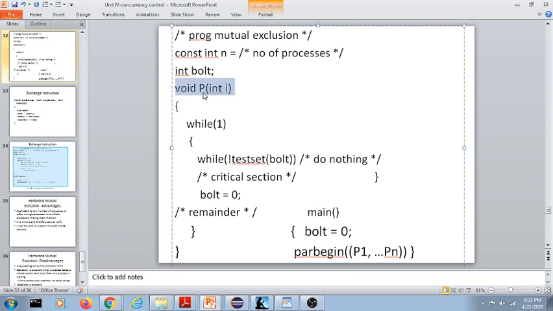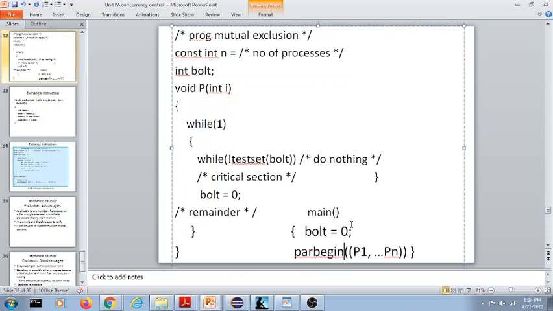So this is void P, and for entering into the process, what does the main method have to do? See, this is the main code. The main function will always be the parent process, and it will give the child processes the time for execution, or it will give birth to the child processes.